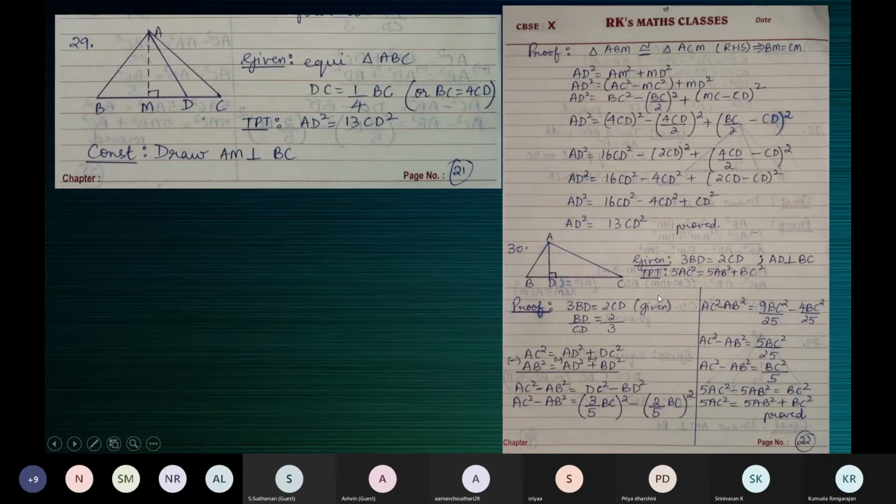Ma'am? Yes, please ask me. Ma'am, I have a doubt. What are the conditions by which we get RHS? Okay, yeah. It's an equilateral triangle.